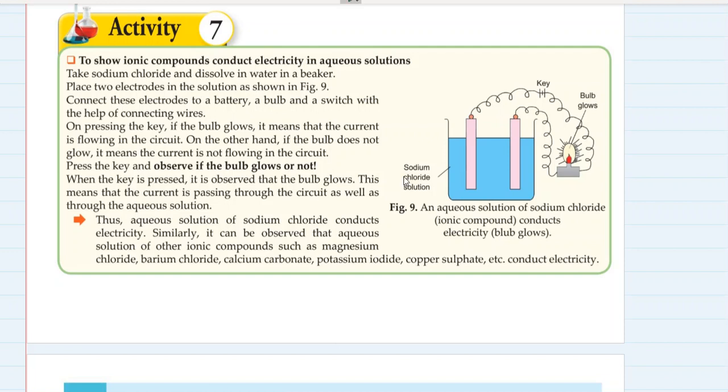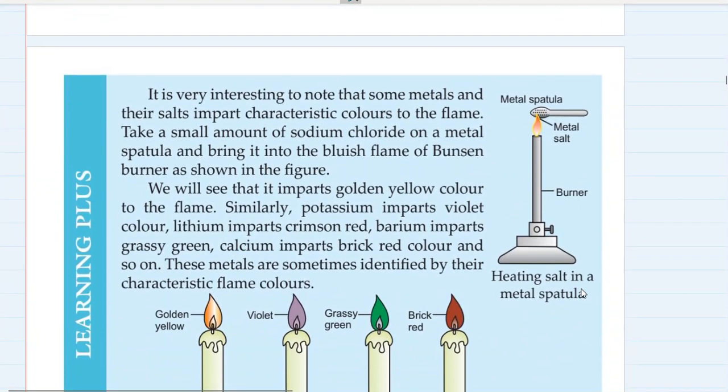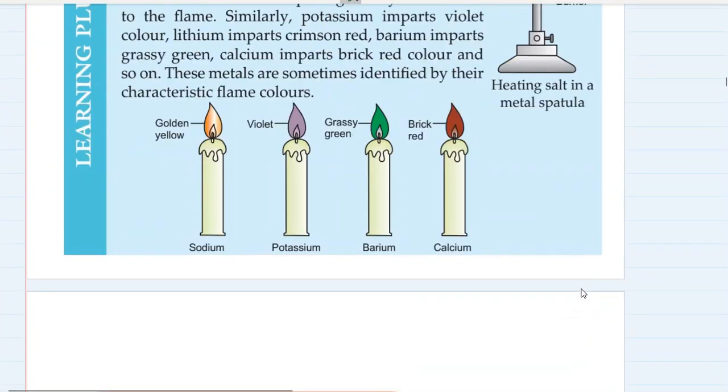We do this experiment with different electrolytes, that is, aqueous solutions, which are placed in this electrolytic cell. So an aqueous solution of sodium chloride conducts electricity. Similarly, it can be observed that aqueous solutions of other ionic compounds such as magnesium chloride, barium chloride, calcium carbonate, potassium iodide, copper sulfate, they all conduct electricity. And this shows that these ionic compounds are made up of ions.